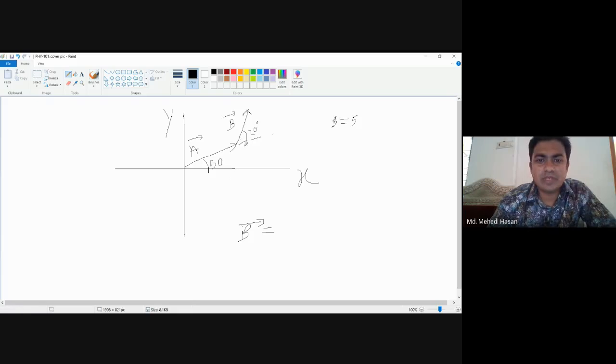Now the procedure is basically you have to shift the coordinate, or you have to shift the vector, so that the tail of the vector remains at the origin of the coordinate. So if we draw the axis like that, x and y, then the angle produced by vector B with the positive x-axis will be 30 plus 20, which is 50 degrees. Clear?